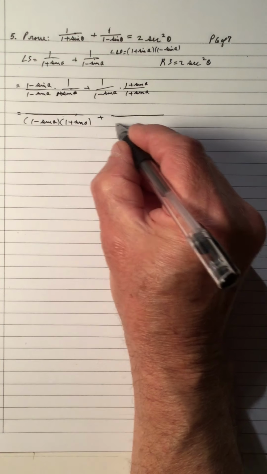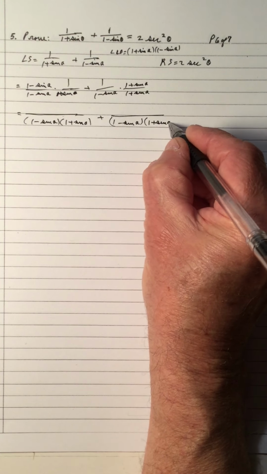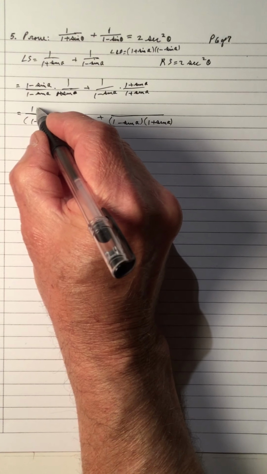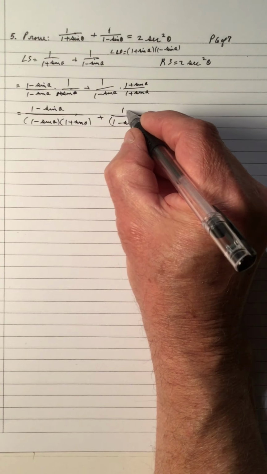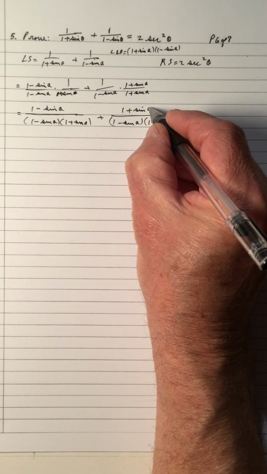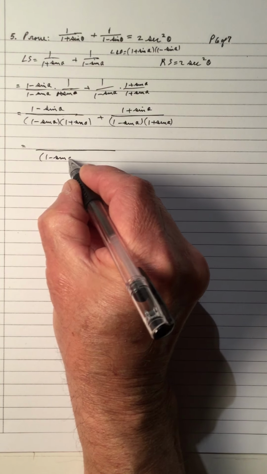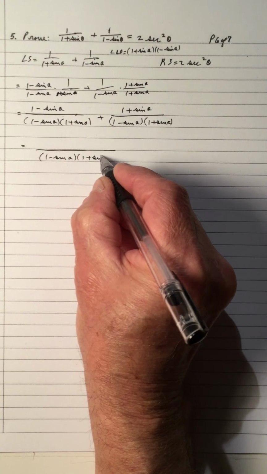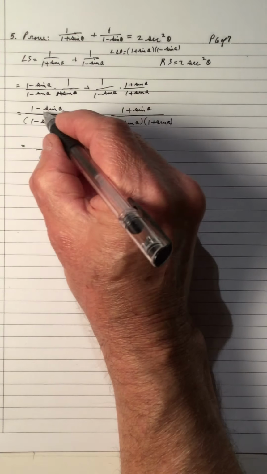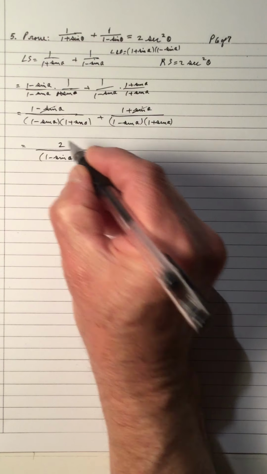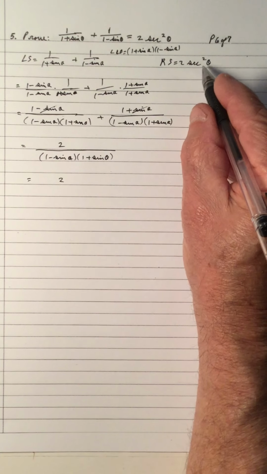So the two denominators are the same. So I'm just going to write the two denominators down. There they are. And 1 minus sine times 1 is 1 minus sine. And 1 times 1 plus sine is 1 plus sine. And I have the same denominator, so I'll write down 1 minus sine times 1 plus sine, theta that is. And I'm going to add these up. So when I add these up, that's a negative sine and a positive, they cancel out, and 1 plus 1 gives me 2.